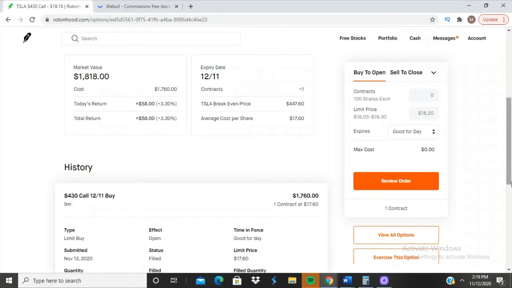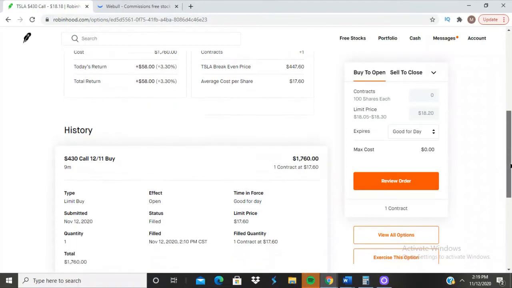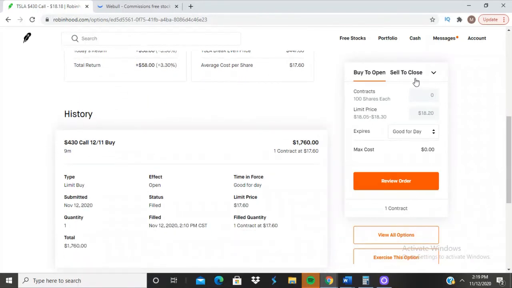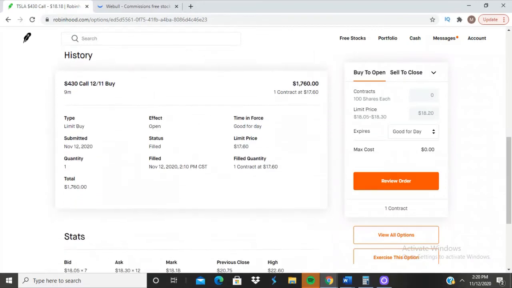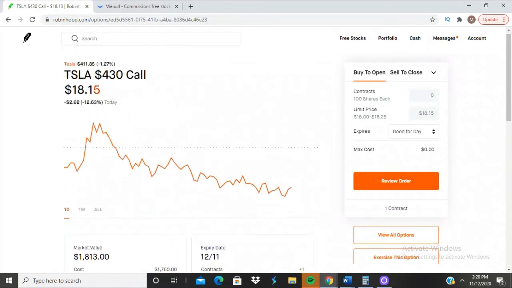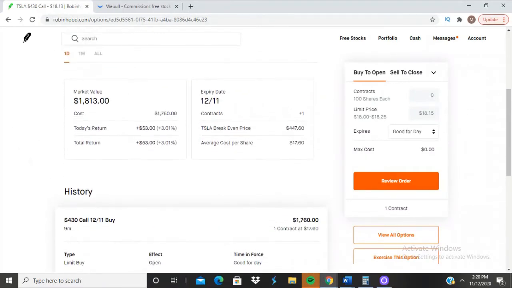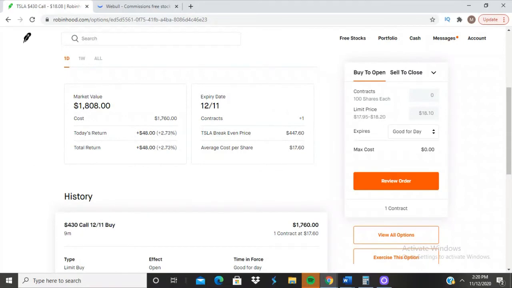I could sell it. You would just go here, review order, sell to close, boom, boom. Put one contract and then review the order. But I'm not ready to sell this just yet, because it's still going up. I should be up more than that. So 9 minutes, $53. I probably should have just ran with that 75.